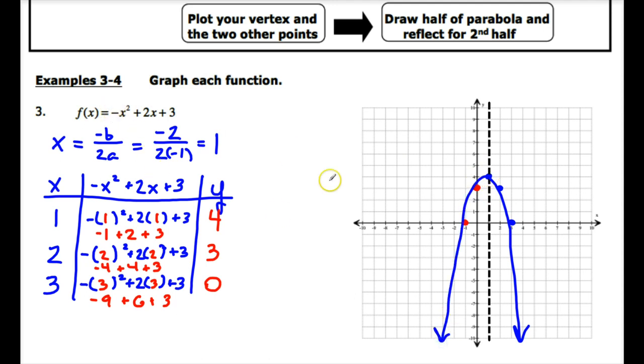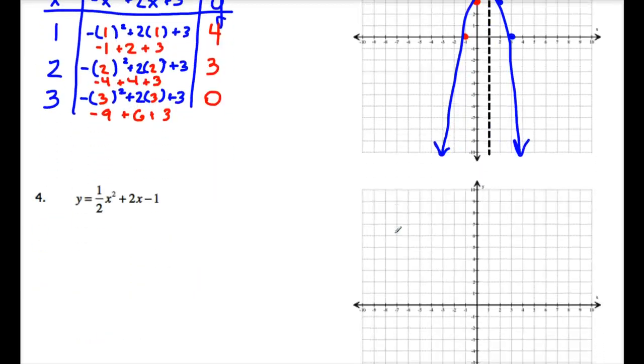Your leading coefficient was negative, so that means your parabola should be opening downward, so this one looks okay. Just be sure you double check and make sure you made the vertex where it's supposed to be. Okay, one more down here for number 4.